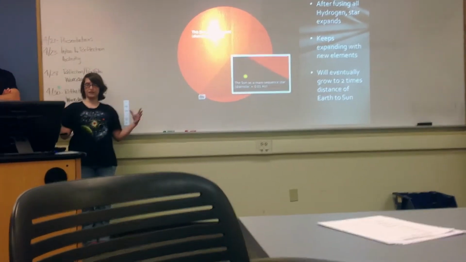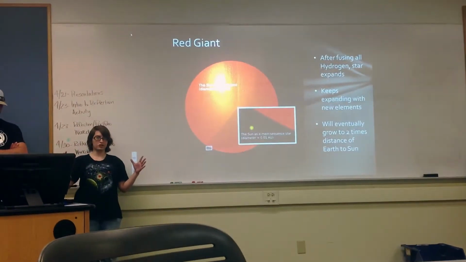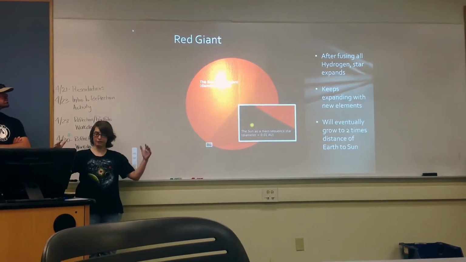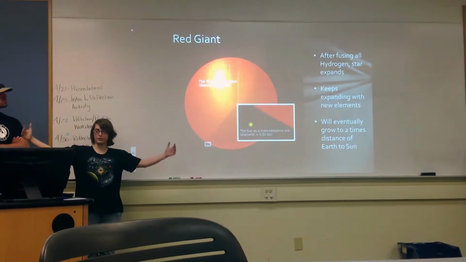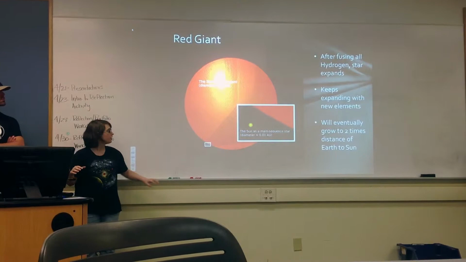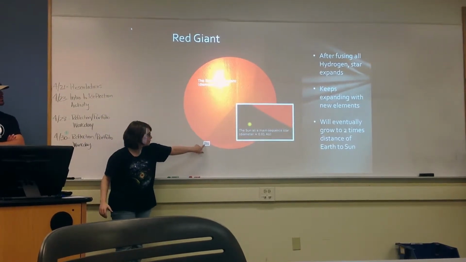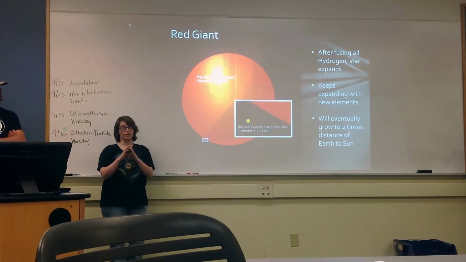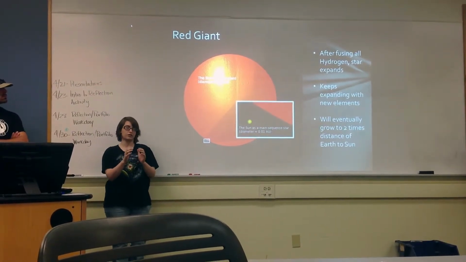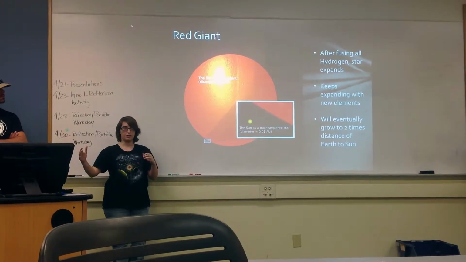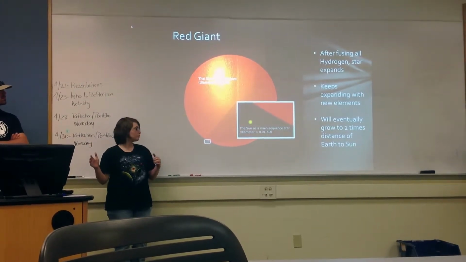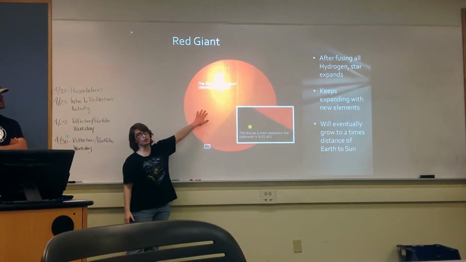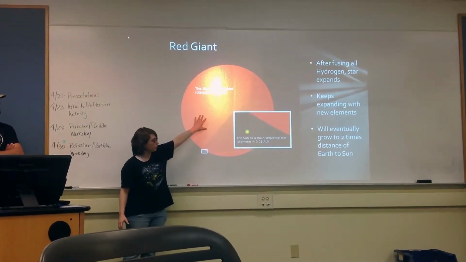Then it's going to expand after fusing all of its hydrogen and starting to fuse helium. And every time it moves to a successive element, it's going to expand larger and larger. Our sun is currently this big. It is 0.01 AUs, and an AU is the current distance from the sun to the Earth. It's a fairly large distance. When our sun expands to the largest it's going to be, it's twice that distance. So it's going to be really huge.